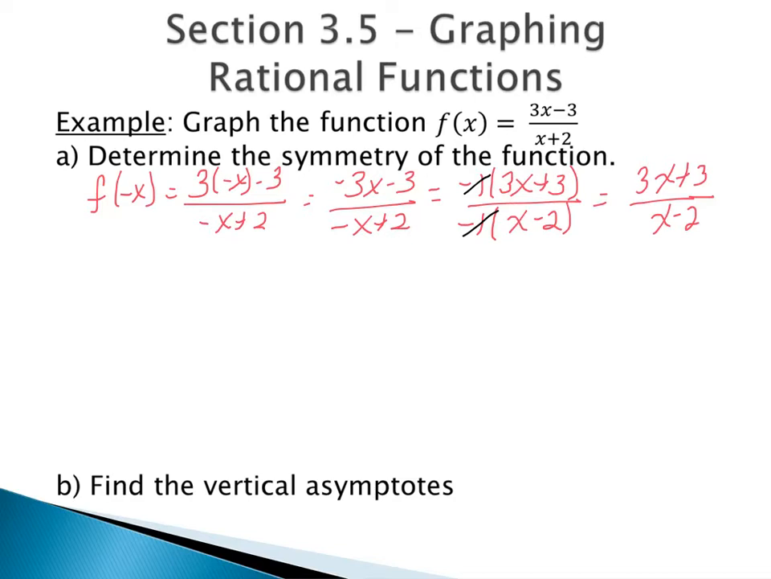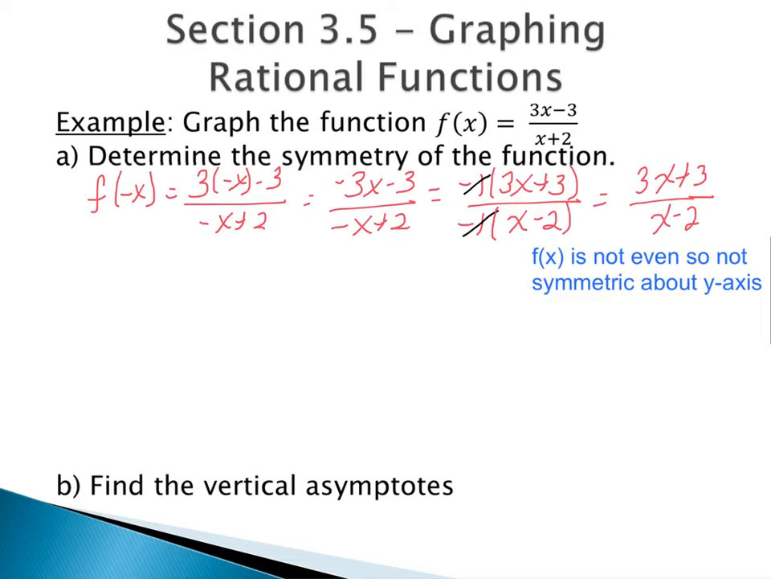Looking at this answer, we could say, okay, I have 3x plus 3 over x minus 2. Is that equal to the original 3x minus 3 over x plus 2? It is not. We can see that the signs between the terms in the numerator and denominator are different, which means that f of negative x does not equal f of x, so the function is not even, which means that it is not symmetric about the y-axis.